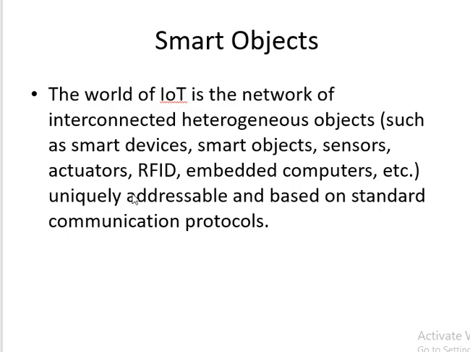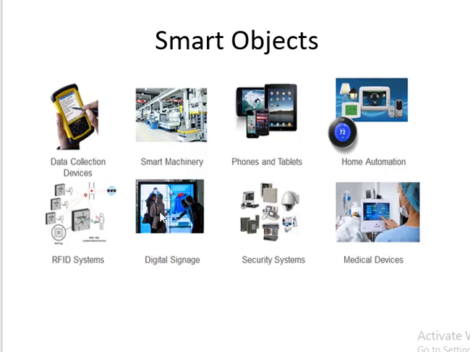And next is about the world of IoT, which is the network of interconnected heterogeneous objects such as smart devices, smart objects, sensors, actuators, RFID, embedded computers, etc., uniquely addressable and based on standard communication protocols. It displays some of the smart objects, which are data collection devices, RFID systems, digital signage, smart machinery, phones and tablets, security systems, home automation, medical devices.